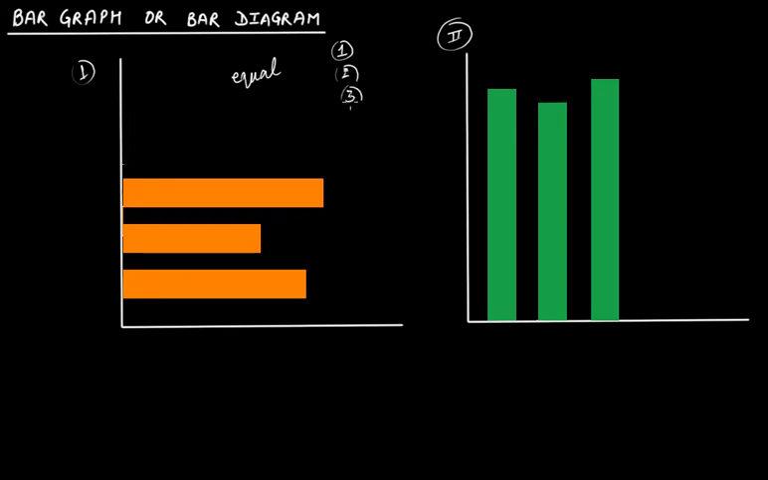Point number 3 is that the bars can be placed horizontally, like in this case these 3 bars are placed horizontally, or they can be placed vertically, like in this graph, this first bar, the second bar and the third bar have been placed vertically. Okay, so these are 3 important points that we need to remember while drawing a bar graph or bar diagram. Now, in order to understand them properly, let's take one example.